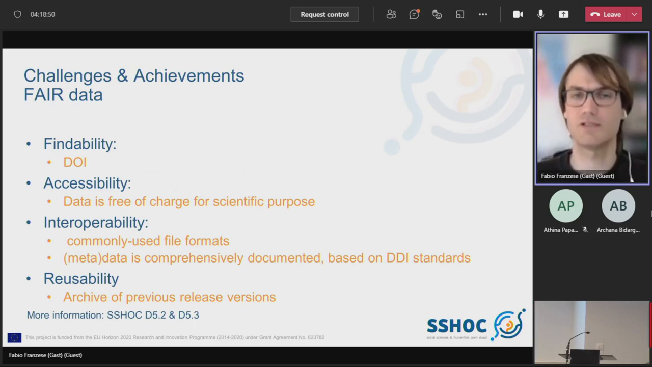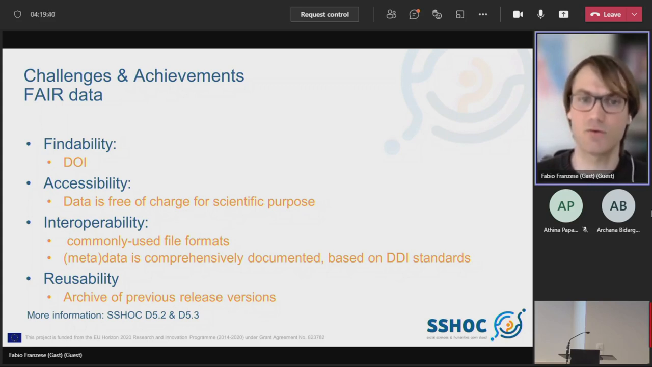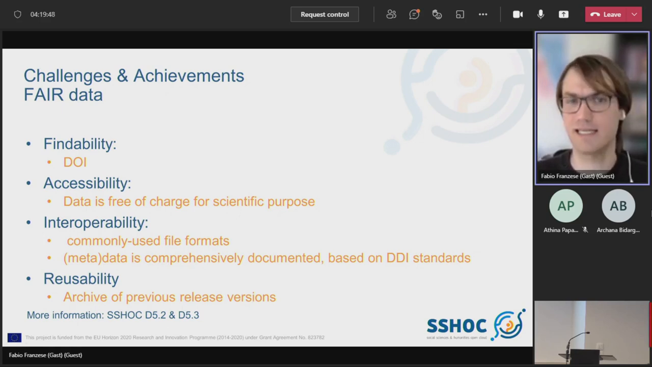But then it's free of charge and easily accessible. The data is interoperable in terms of the file formats that we provide. These can be used with all common software like Stata, SPSS, but also open source software such as R or Python. Our data and metadata is documented. We use DDI standards here, and for reusability, as I already mentioned, we have an archive of the old release versions, and we have the DOIs, and users have to cite the data that they use. So whenever you see a SHARE paper, you can identify which dataset was used by the DOI and find exactly that dataset in our repository. So that was the second step, assuring that the data is FAIR.